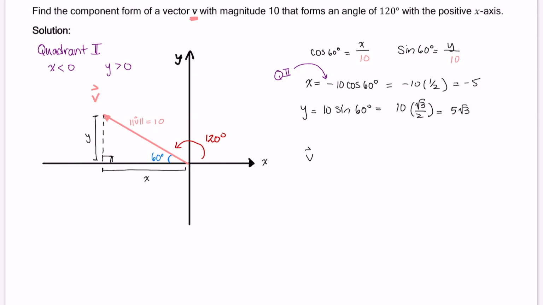So vector v in component form is equal to negative 5, comma, 5 root 3.